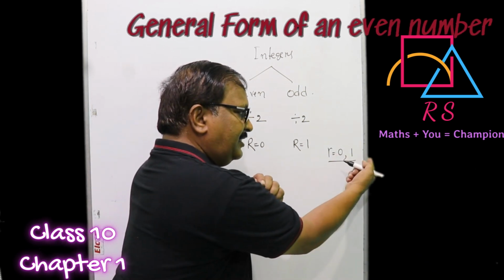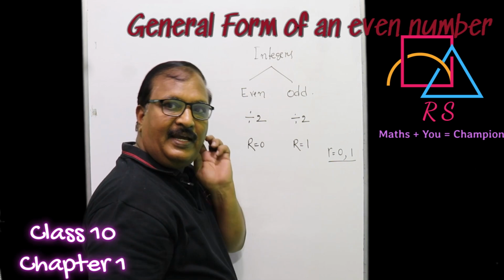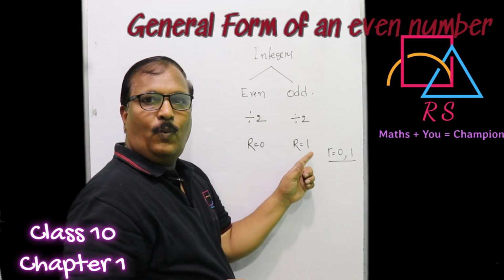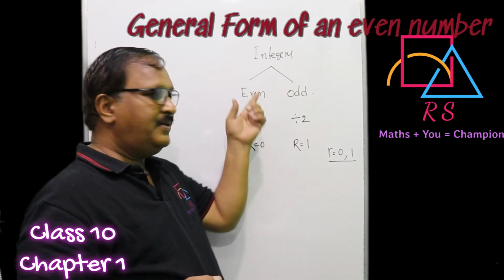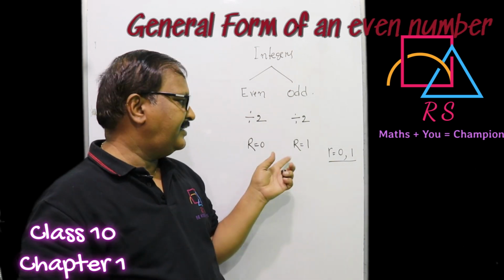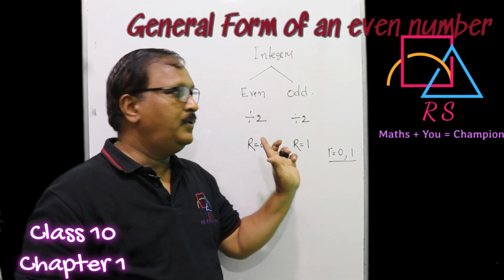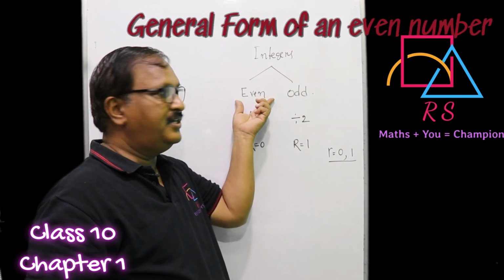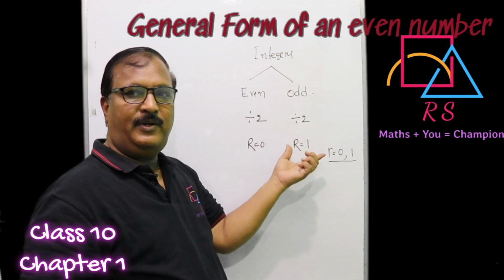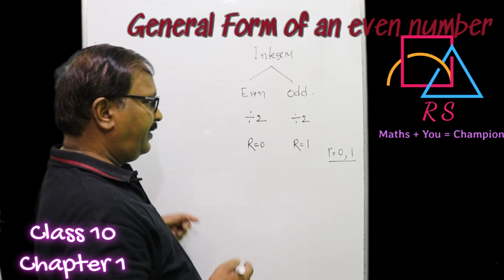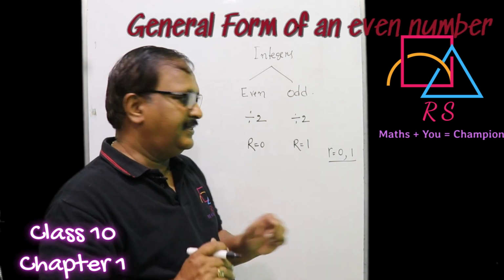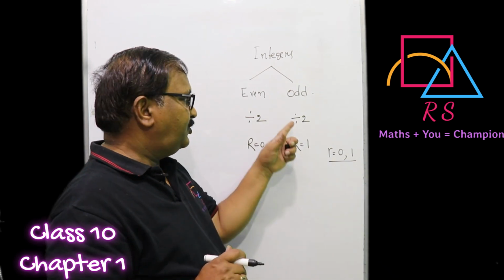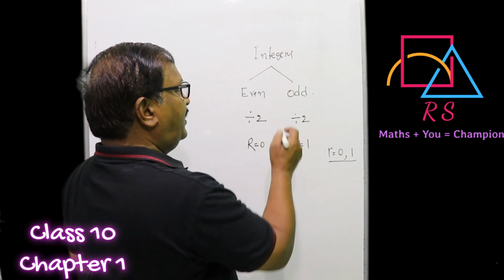Because the next number would be 2, and 2 means remainder 0. So the possibility is either remainder 0 or remainder 1. If the remainder is 0, it is divisible by 2. If the remainder is not 0, it is not divisible by 2. Every number divisible by 2 is an even number, and every number not divisible by 2 is an odd number. Here you have to understand a few facts: the possibilities for a remainder. Here I did not add the quotient. So what is the dividend here?